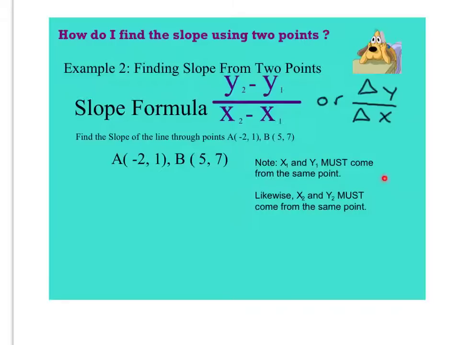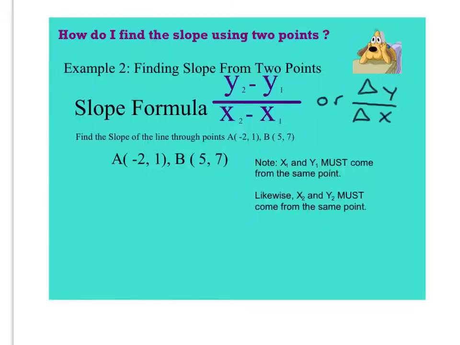Okay, so it says, note, x1 and y1 must come from the same point. x2 and y2 must come from the same point. So the very first thing that you should do in any one of these slope formula problems where you're only given 2 points and it says to find the slope of the line is figure out which point you are going to use for x2 and y2 and which point you are going to use for x1 and y1. I would normally recommend that you want your y2 to be the bigger y value. It doesn't really matter, but that's the way I always like to do it.